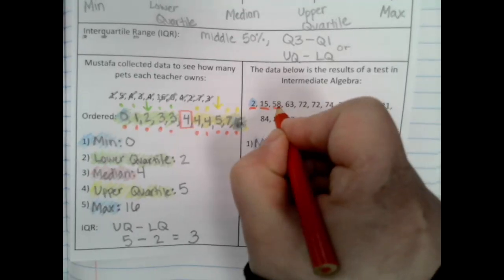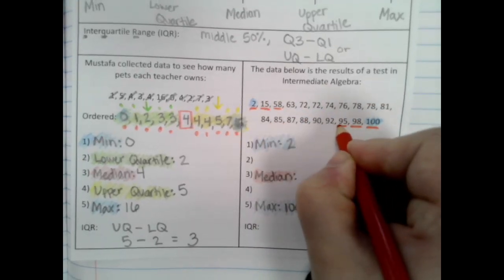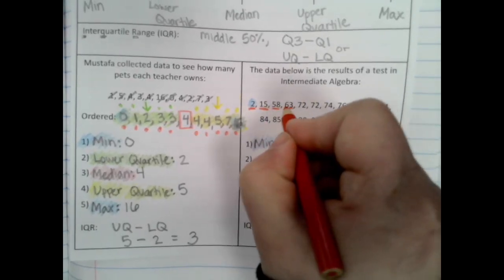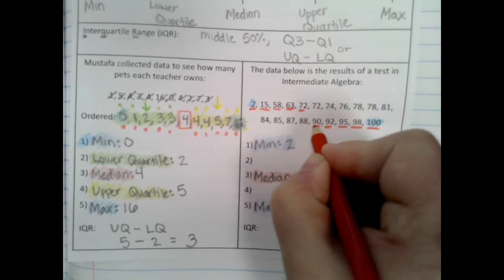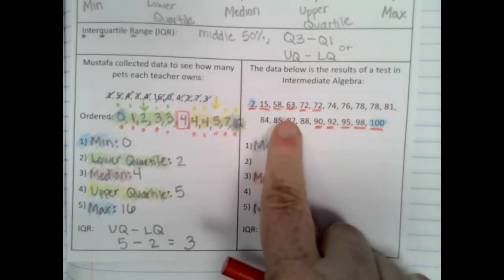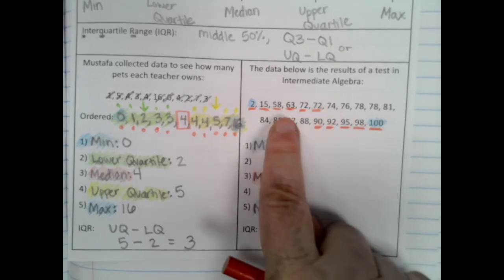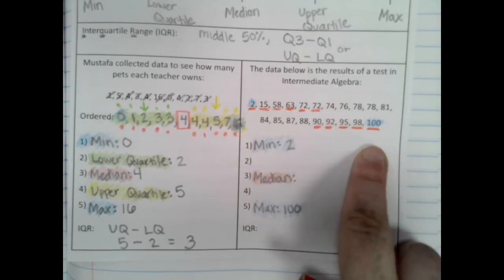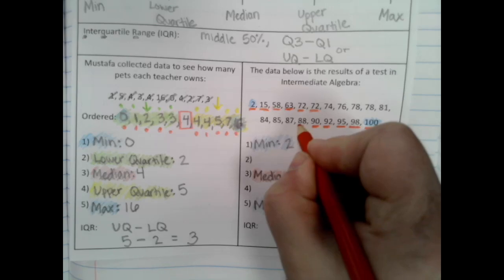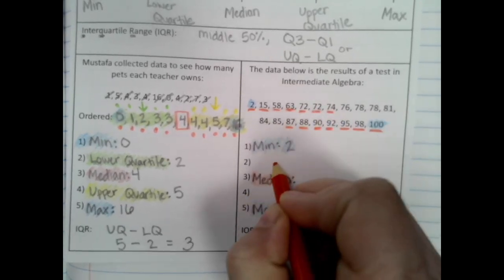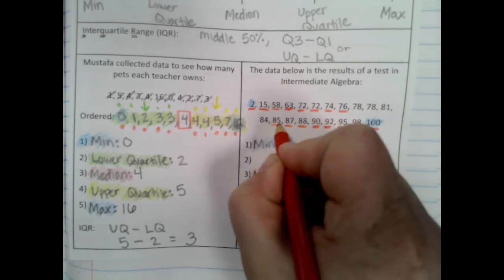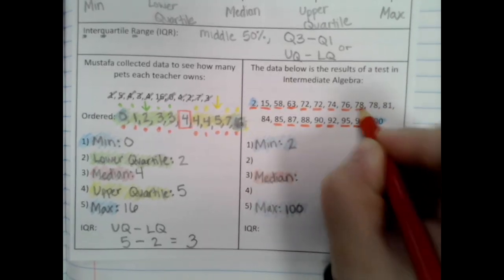Okay, 58 goes with 95, so that's 3, 3, 4, 4, 5, 5. Remember, if you get lost halfway through, just count it and you should have the same amount on both sides. So right now I have 6 below and only 5 above, so I need another one above. So that's 6, okay, 7, 7, 8, 8, 9, 9.